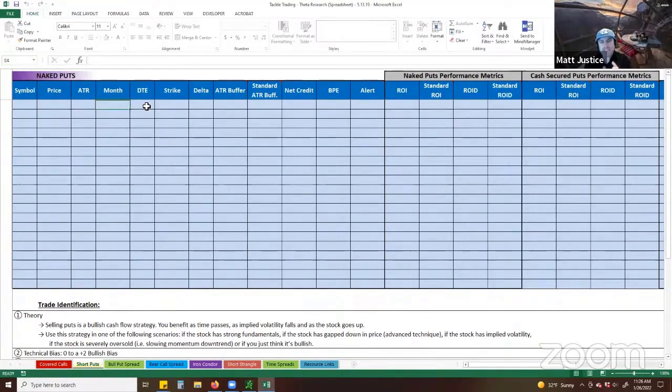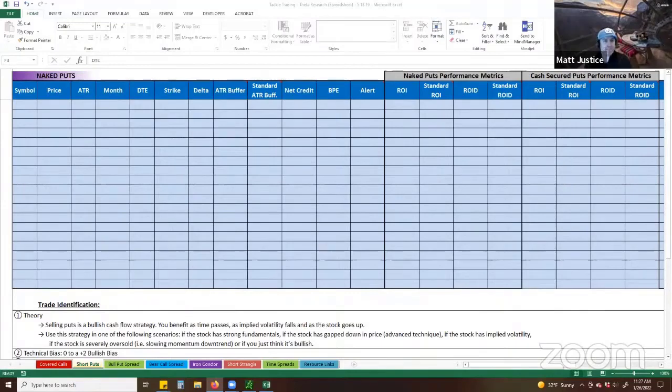DTE stands for days till expiration, because sometimes we'll be looking at a 42-day contract versus a 28-day contract, or a 35-day contract versus a 28-day contract. We want to see how those performance metrics are scaled against an average 30-day contract. Days till expiration is just how many days you have until the expiration of that option. Strike price is obviously the strike price you're looking to sell. The delta is the short delta, the delta on the strike price.